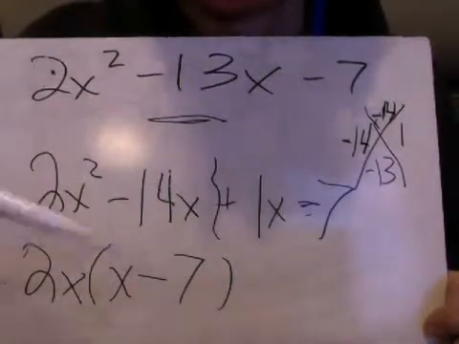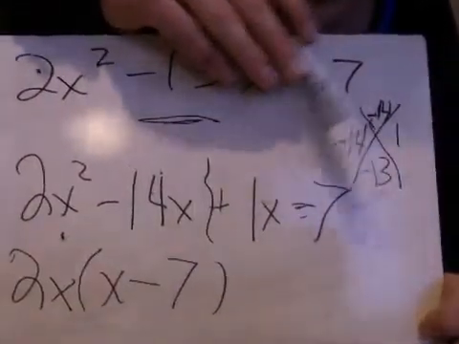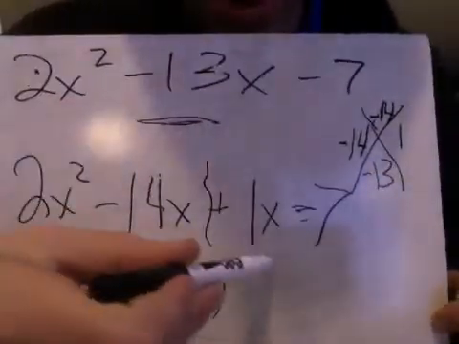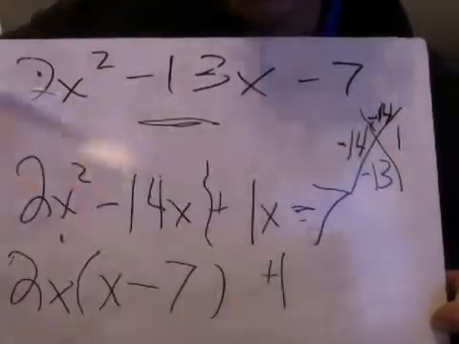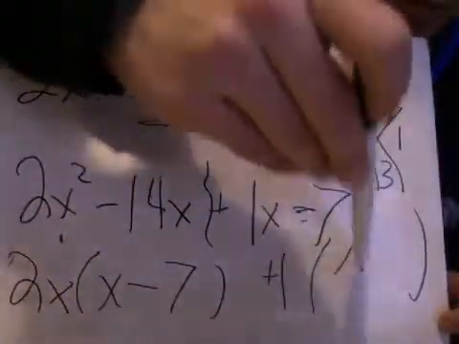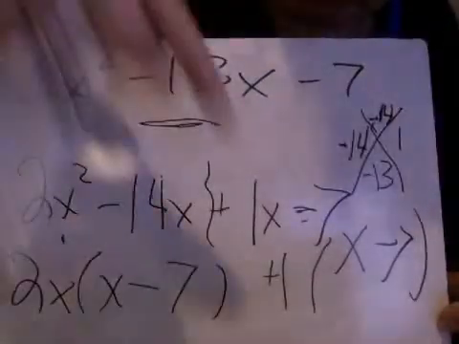That would give me 2x squared minus 14x. Over here, if there's nothing I can take out of 1 and 7, I put a plus 1, because 1 and 7 don't have a greatest common factor. And then what would be left in the parenthesis would be x minus 7.